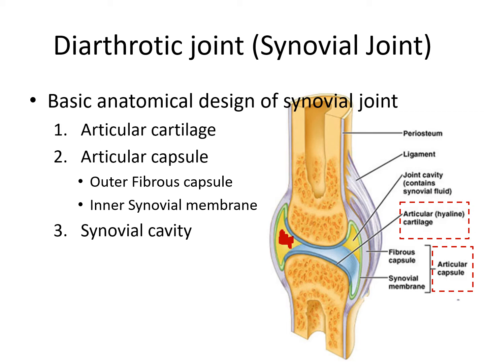The basic design of the synovial joint is very simple. It has three parts to it. Part 1, articular cartilage. Part 2, articular capsule. And part 3, synovial cavity. The synovial cavity is a space found between the bones.